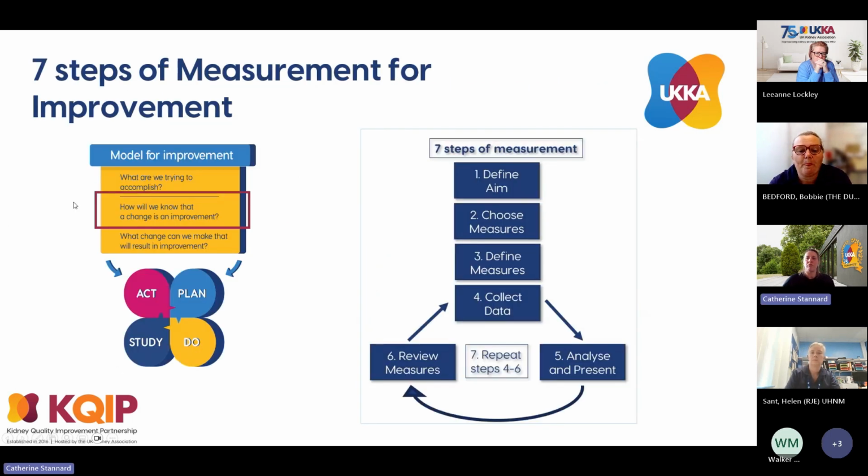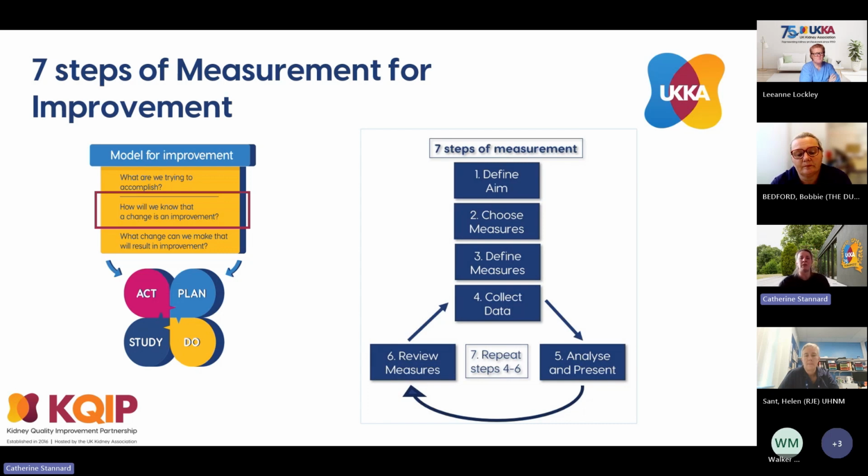So we talked about the model for improvement earlier, and measurement for improvement is a key step in this model. So it's the middle question here. How will we know that a change is an improvement? Are we moving closer to achieving our aim? And there are 7 steps to measurement for improvement. So you've got to decide on your aim, which we all did between the first and the second session, actually.